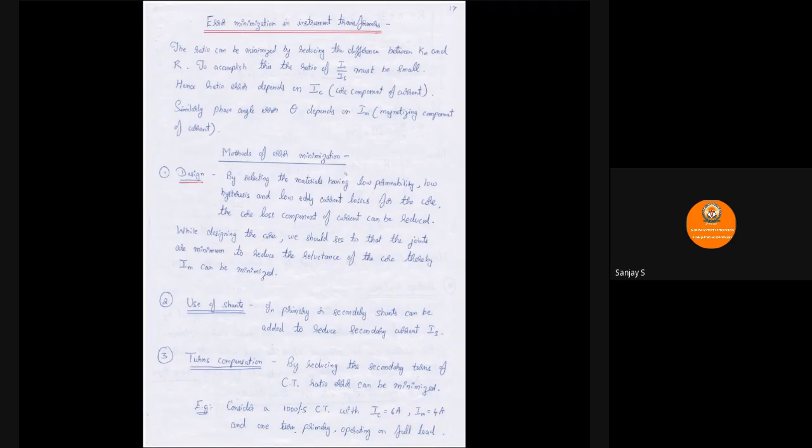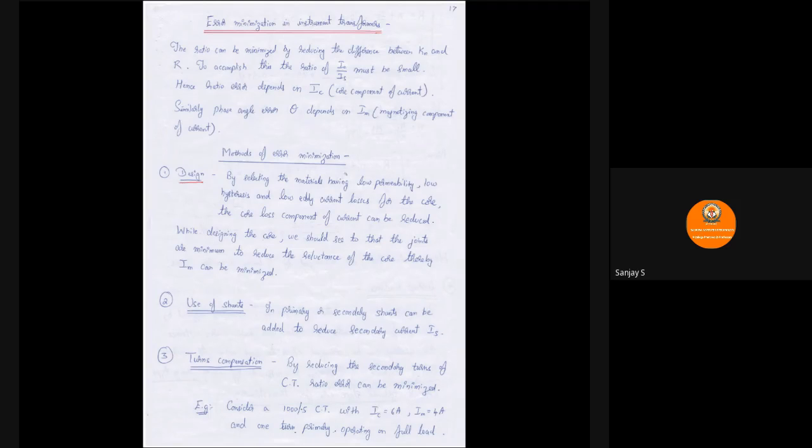Next method is use of shunts. If we use shunts, we can reduce secondary current IS. In the secondary circuit, if we connect shunts, the maximum current will be bypassed and hence IS gets reduced. Thereby, ratio error can be reduced. Third method is turns compensation. By reducing the secondary turns of the CT, the ratio error can be minimized.